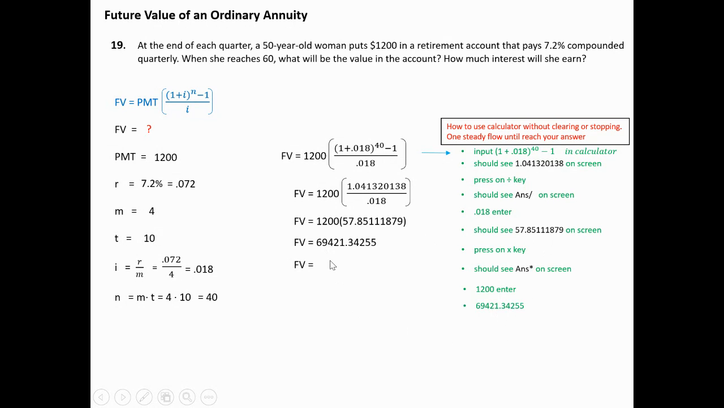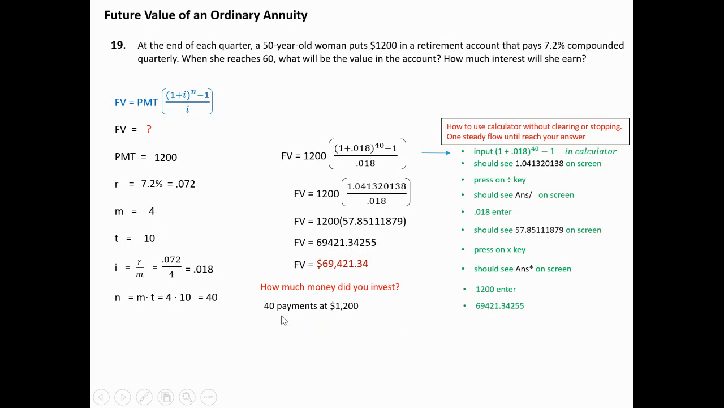So this is money, so it's going to be $69,421 and 34 cents, because for the cents, it's the 2 decimal places. So we look at the third place. If it was 5 or more, then we add 1 to the 4. But since it's less than 5, it stays at 34. So the answer will be $69,421.34.